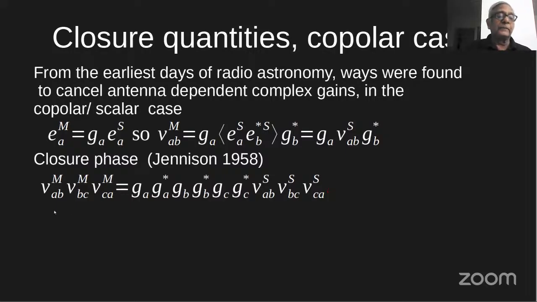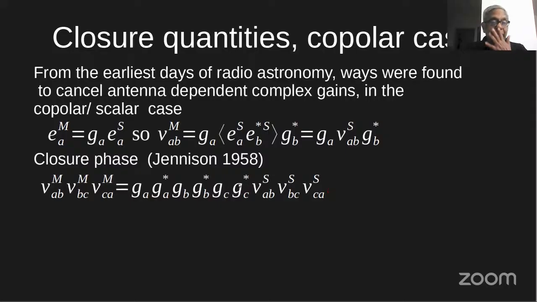So we measured AB, we measured BC, we measured CA. And we use this relationship between measured and true visibilities from the sky. The cleverness of this is that here A is occurring in the first slot and here A is occurring in the second slot. So you have a GA and a GA star. Likewise, GB and GB star. Likewise, GC and GC star. So you've not got rid of the G's completely. However, you have certainly got rid of the phases of the G's, right?